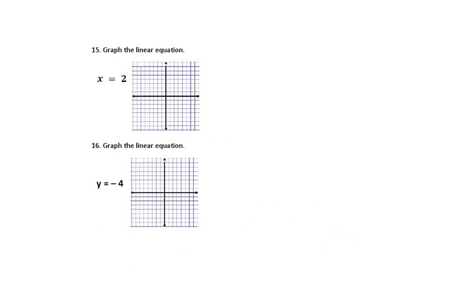Okay, graph the linear equation, x equals 2. Well, guess what? If it's x equals to anything, any number at all, the answer is always a vertical line. This is what you do. Find out where x is 2. 1, 2, right there. Put a dot there. And then literally draw a straight line going up and down. That's what vertical means. And done.